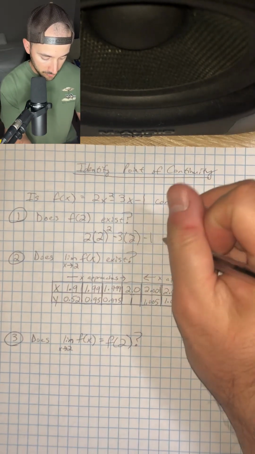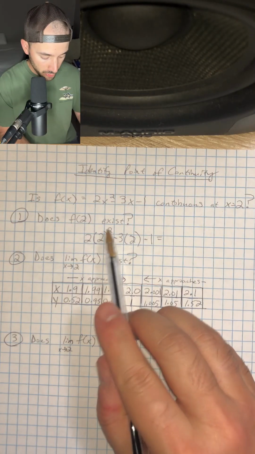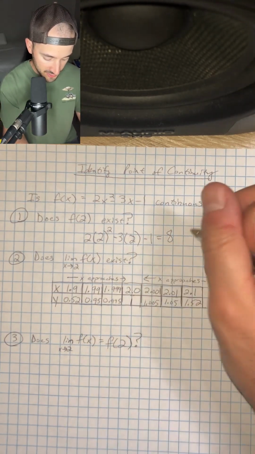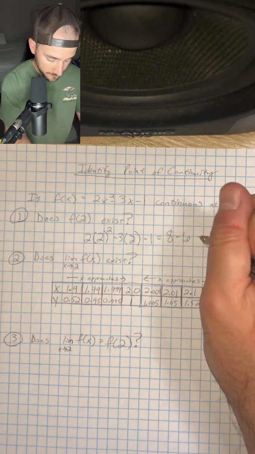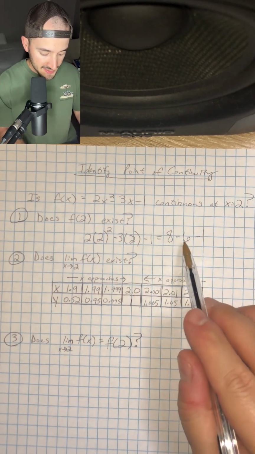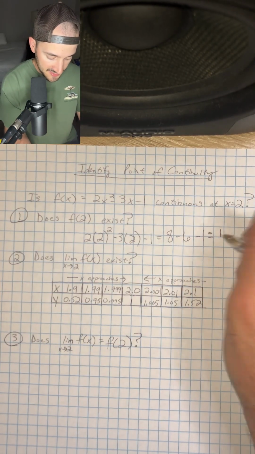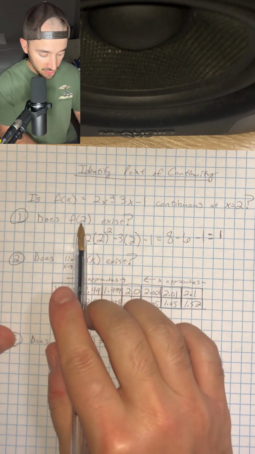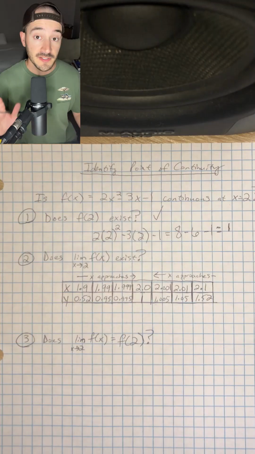And we're going to simplify that. So 2 squared is 4, times 2 is 8, minus 3 times 2, which is 6, so minus 6, and then minus 1. So 8 minus 6 is 2, minus 1 is 1, so that is equal to 1. We get a real number, which means that f(2) does exist. So we're going to put a check mark. The first step is looking good.